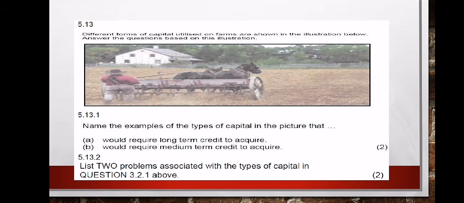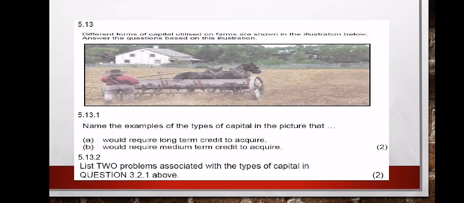Let's quickly look at this one, good people, in the interest of time. Different forms of capital utilized on farms are shown in the illustration below. Answer the questions based on this illustration. So you are given the picture there. There is a fence, there is land, there is a building over there. These are your horses, if I can say these are horses. Then you have a planter here. Name the examples of types of capital in the picture.